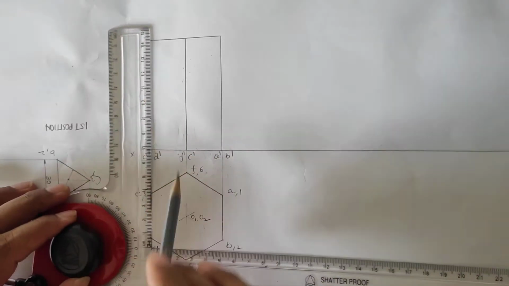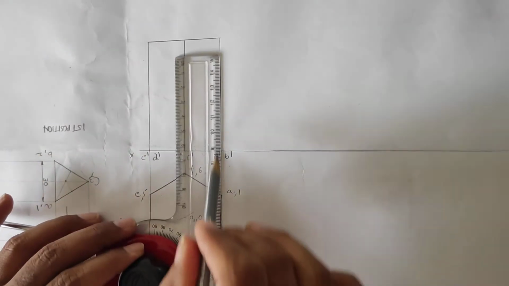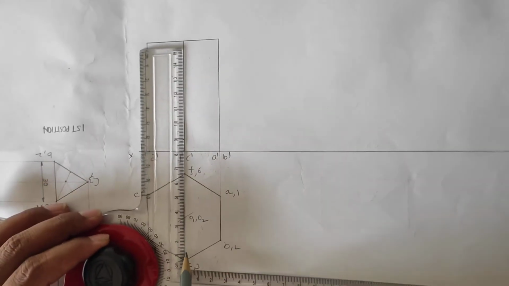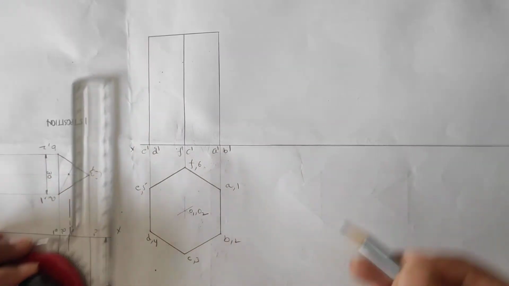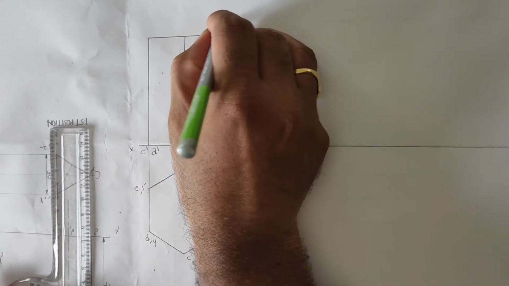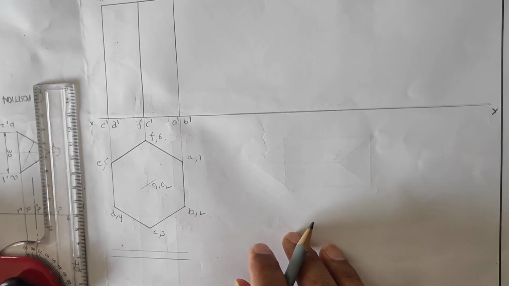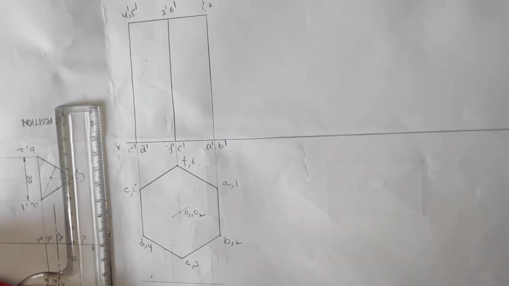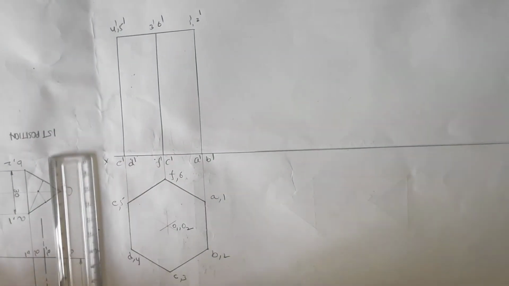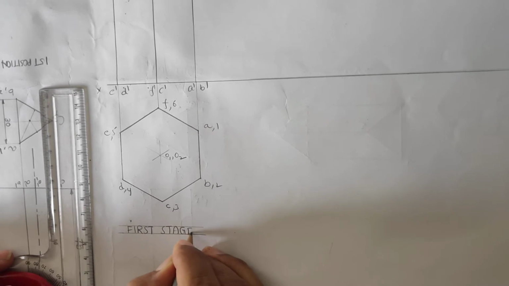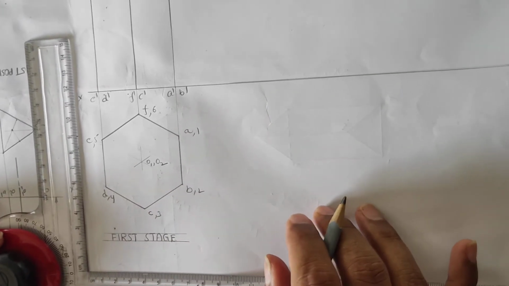Now I have already drawn the vertical projector lines from these corner points, from A, B and from F, C and E, D. Now I am representing here 1 dash, 2 dash, next 3 dash, 6 dash, and next 4 dash, 5 dash. Now we obtain the front view. So this is your first stage. I am writing here first stage. Now we are going to the second stage.